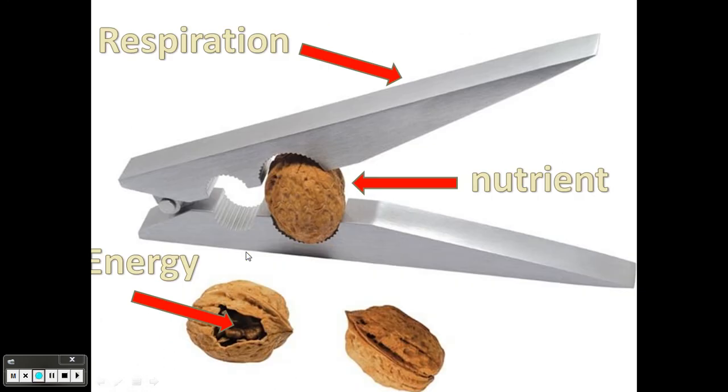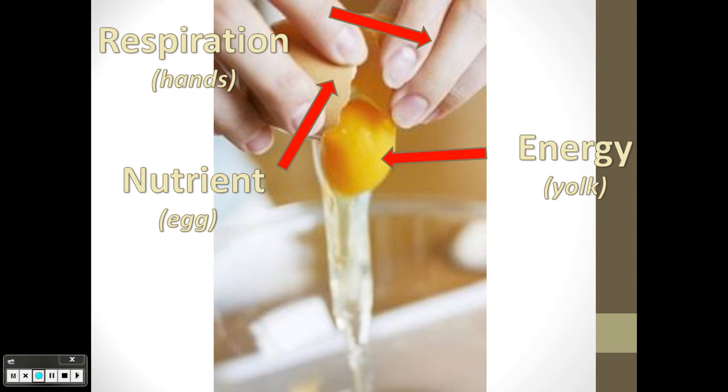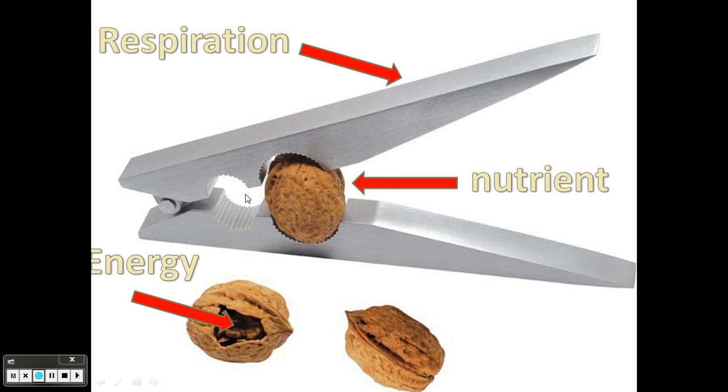A good way to remember it is to think of it like an egg, where the nutrient is the egg. Inside of the egg is what we call the energy, which would be the yolk, and respiration is the hands breaking open the egg. So respiration is releasing energy from a nutrient. The other one was the nutcracker. The nut on the inside is the energy, and the whole nut is the nutrient, and respiration is the nutcracker. Respiration is the process that breaks open that nutrient to get energy.